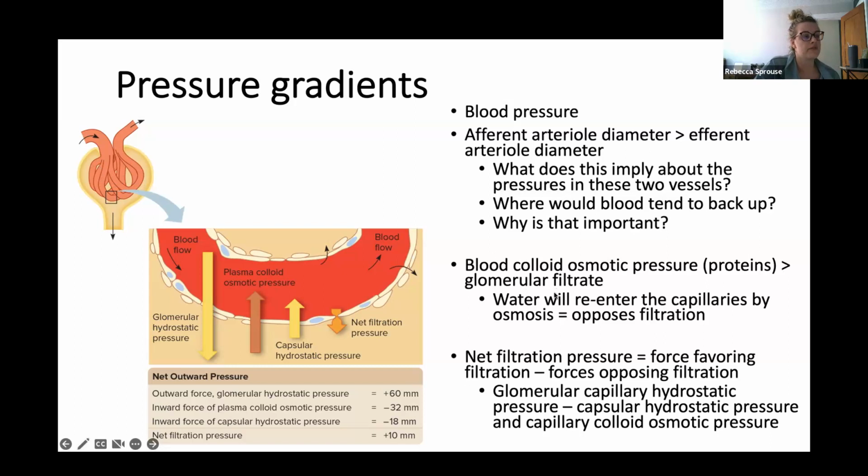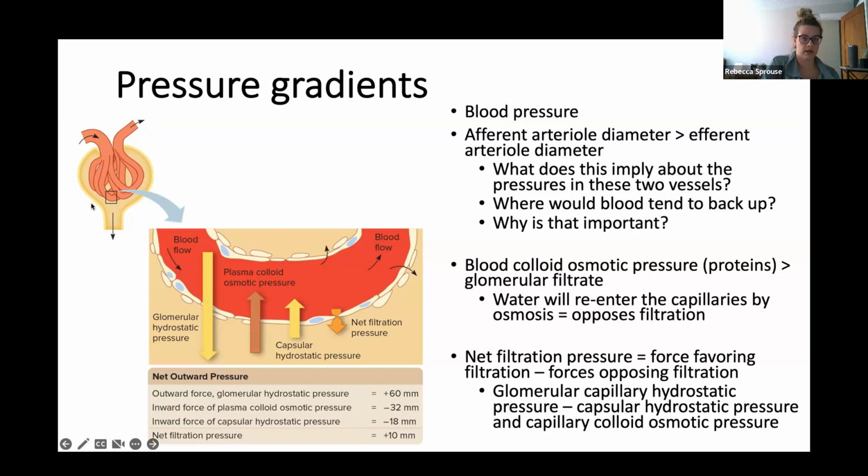So there's a few pressures here, and this is how we figure out how filtration actually happens. There's this glomerular hydrostatic pressure. This is the greatest pressure that there is. This is the pressure of blood pressure pushing substances from the capillaries into the capsular space. Okay, that's glomerular hydrostatic pressure. Blood pressure forcing molecules from these glomerular capillaries into this capsular space. That should be our greatest pressure.